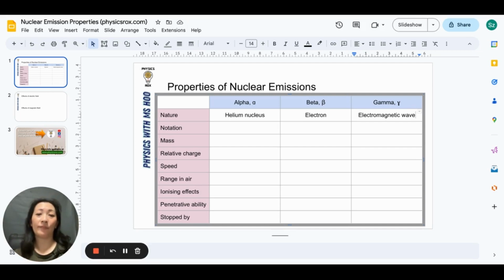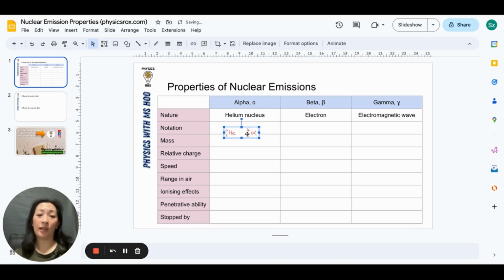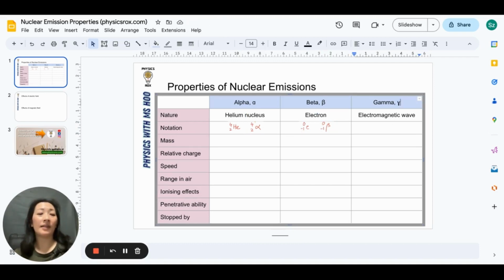For the notation, we write it in the nuclide notation style. As we had written earlier, alpha is written as 4,2 He, or you can write 4,2 alpha. Beta is an electron, so you'd write it as 0,-1 e or 0,-1 beta. Gamma doesn't have any nuclide notation because it doesn't have any nucleons. There are no protons, no neutrons. So in this case, you can just write it using the gamma symbol.